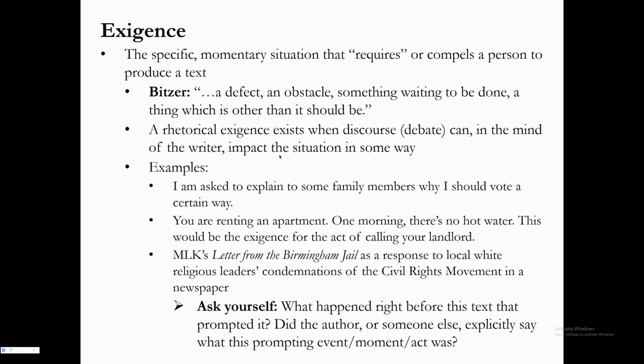So when you're trying to figure out the rhetorical exigence of something, you need to ask yourself, right? What happened right before this text that prompted it? What was the sparking event that prompted the text? Did the author or someone else explicitly say what the prompting moment or event or act was or not? And if they didn't say it, you have to then do some research, right? Look up the date of the text. Is the date interesting? Did something related to this text happen in the world that was particularly notable that you might be able to connect to the text and have a better understanding of its exigence? All right.